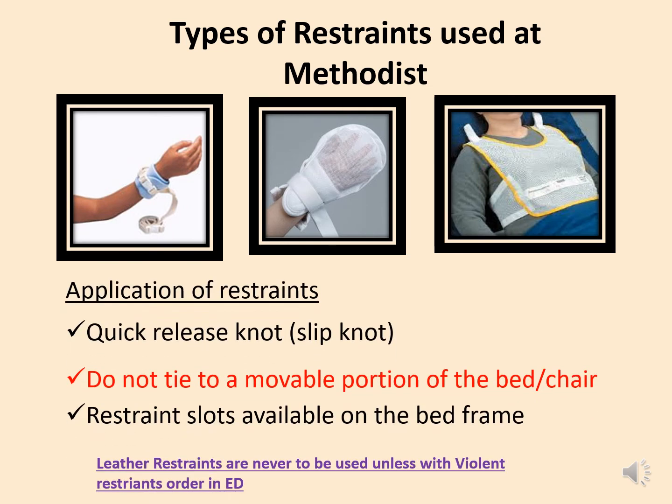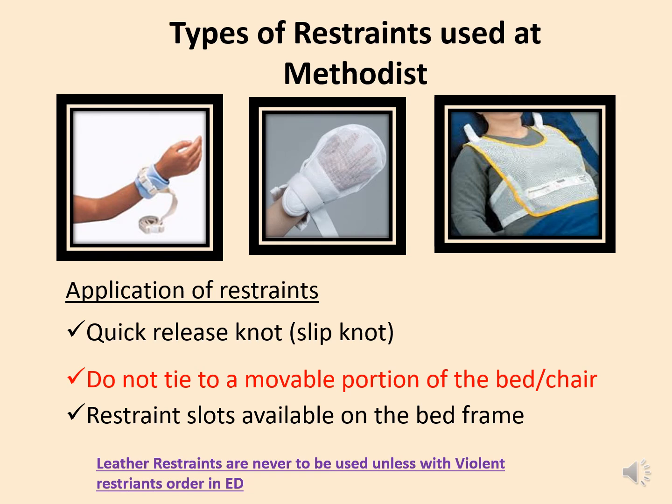Now let's look into the types of restraints we use here at Methodist. The first one is the universal limb restraint. It is applied on the wrist or on the ankle. It is the most common one, and we can restrain the patient on more than one limb at a time. The second one is the mitten. These are bulky mittens like boxing gloves, and these are considered restraints and require an order.